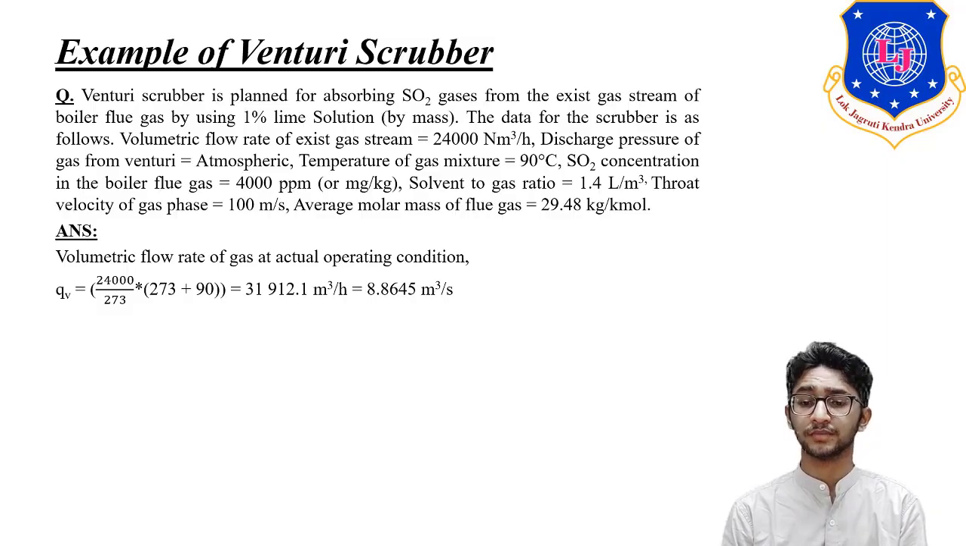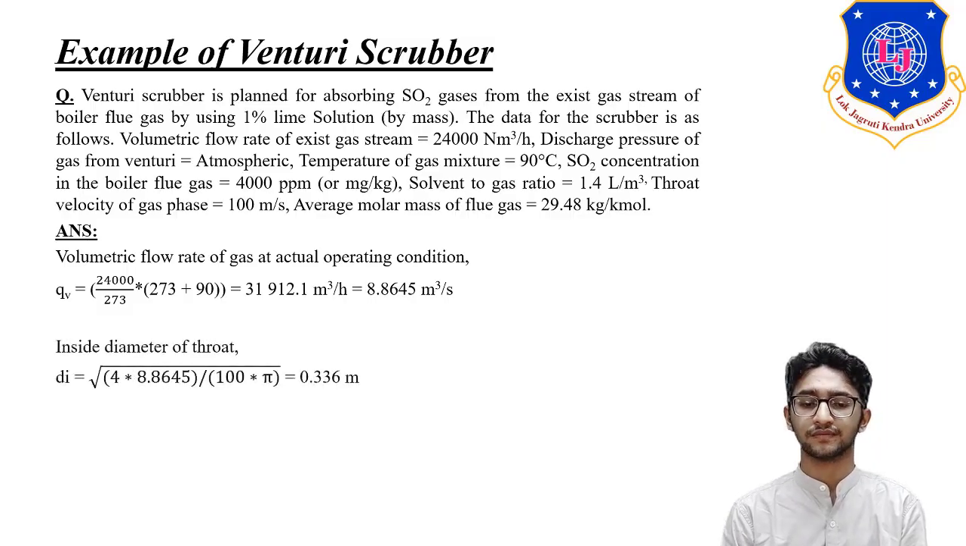So if we convert it to meter cube per second, we will get 8.8645 meter cube per second. After this, we will find out the inside diameter of the throat, that is di equals under root of 4 into 8.8645 upon 100 into pi. So the answer will be 0.336 meter.